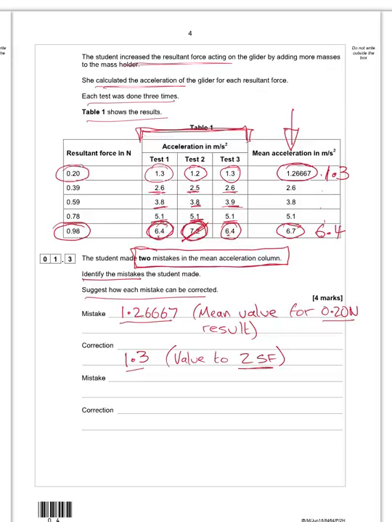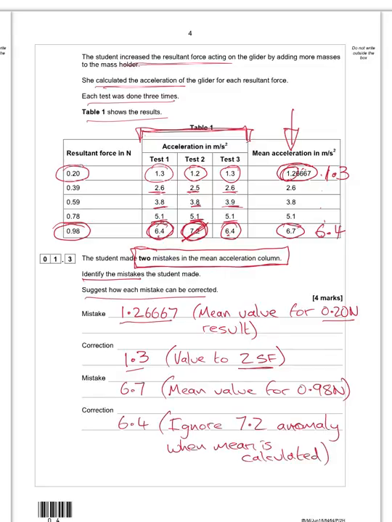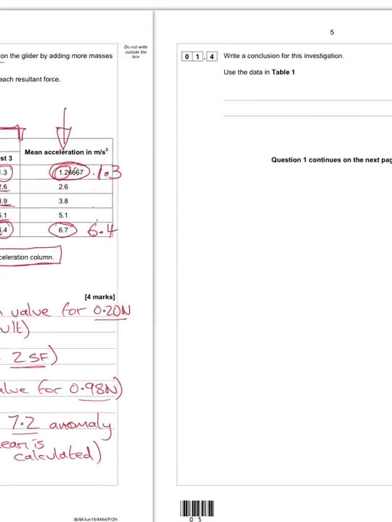Okay, so because obviously the 6 is here, round up to make that 1.3 to match the significant figures of the other results. And for the second mistake, the mistake was writing 6.7, the mean value for the 0.98 Newton result, and what they should have written is 6.4, or what they should have done is ignore the 7.2 anomaly when the mean is actually calculated. Okay, so there's your 4 marks for that one.